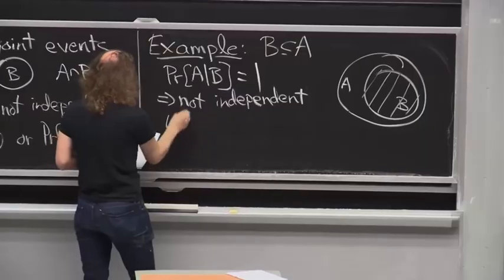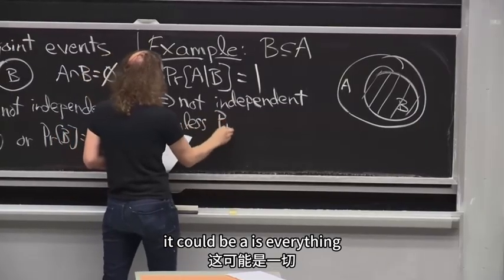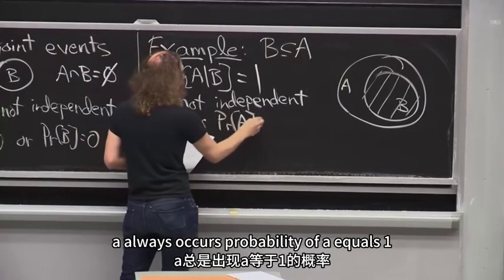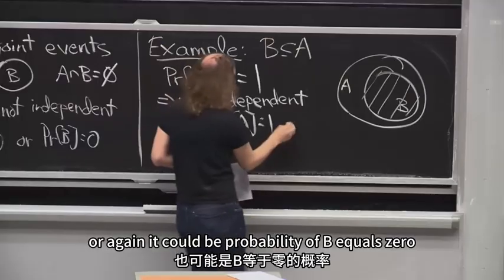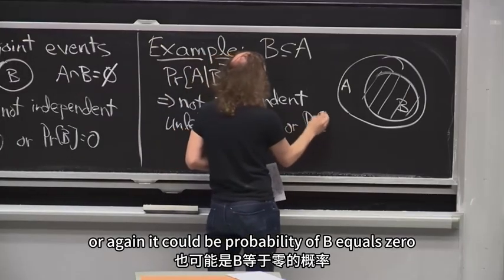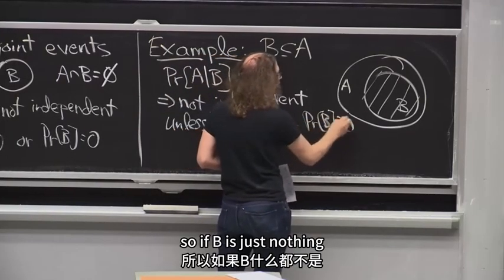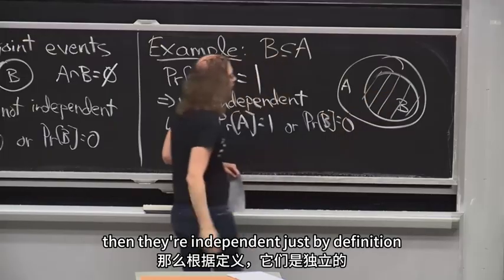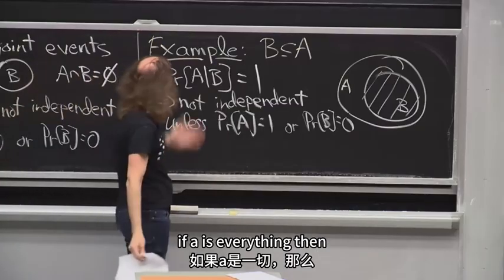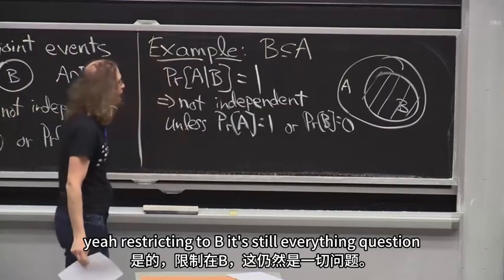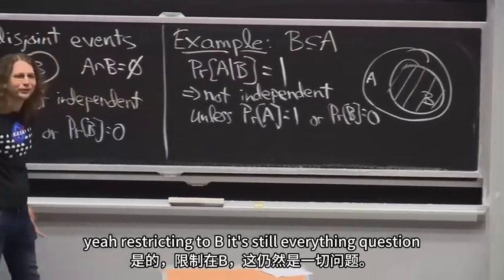Namely, it could be A is everything. A always occurs. Probability of A equals 1. Or, again, it could be probability of B equals 0. So if B is just nothing, then they're independent just by definition. If A is everything, then, yeah, you're restricting to B, it's still everything.